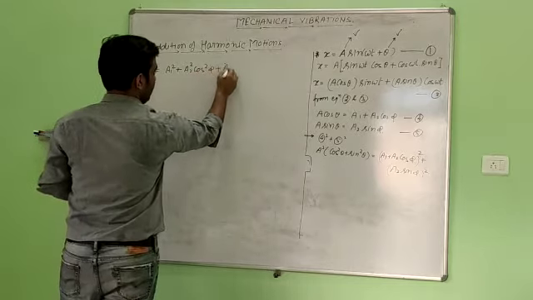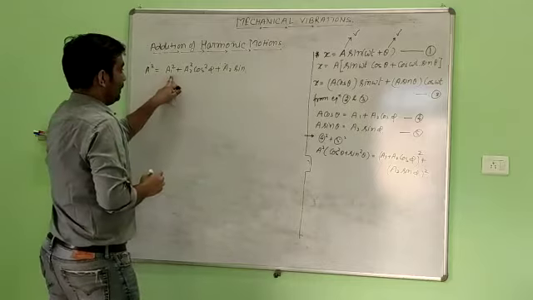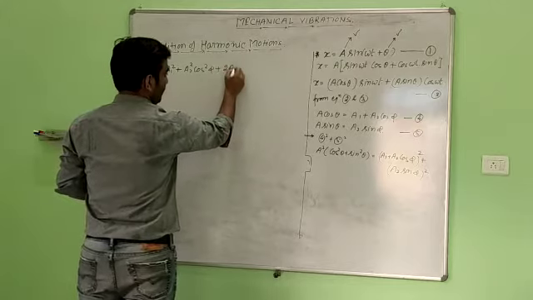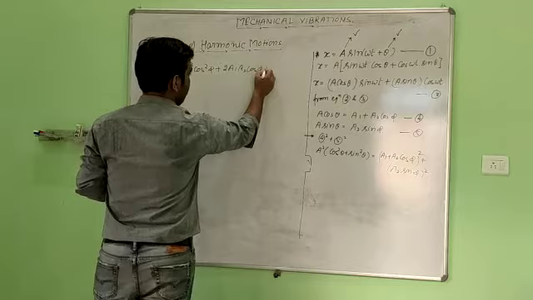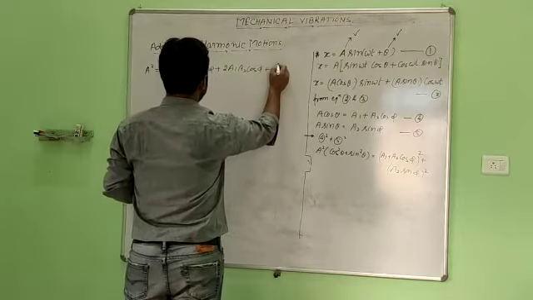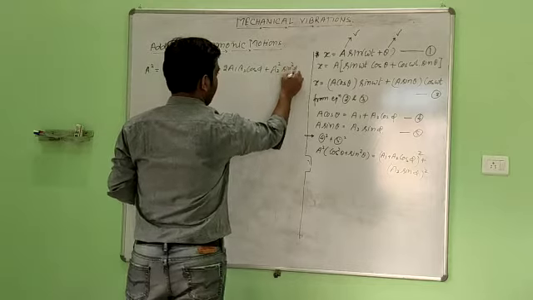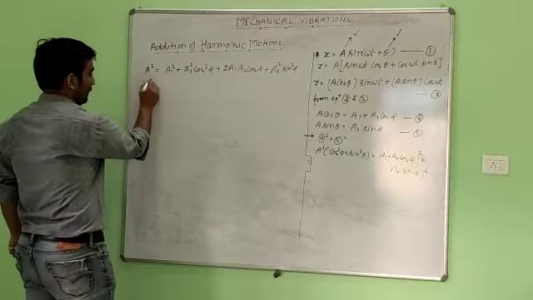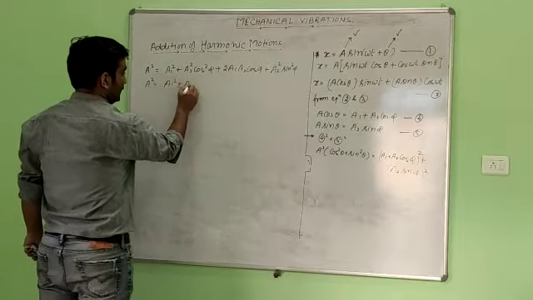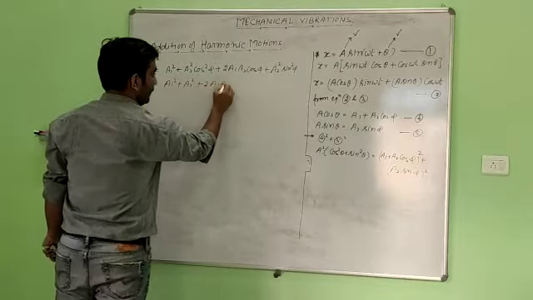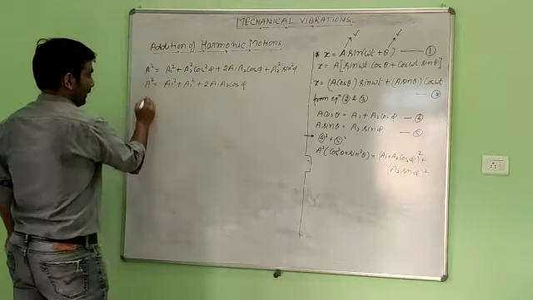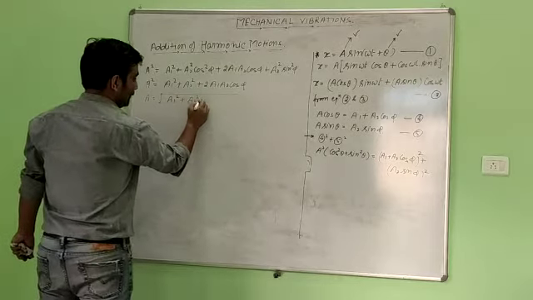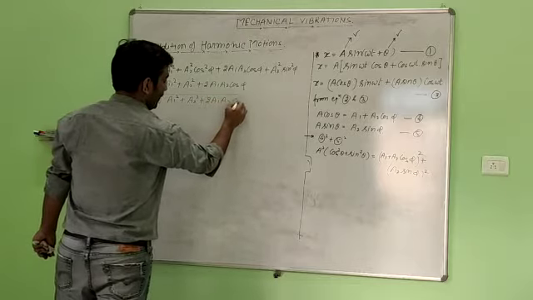So a square will be equal to, opening this, a1 square plus a2 square cos square phi plus 2 a1 a2 cos phi plus a2 square sin square phi. Since cos square phi plus sin square phi is 1, we will have a2 square. So a square will be equal to a1 square plus a2 square plus 2 a1 a2 cos phi, or a will be equal to the square root of a1 square plus a2 square plus 2 a1 a2 cos phi.